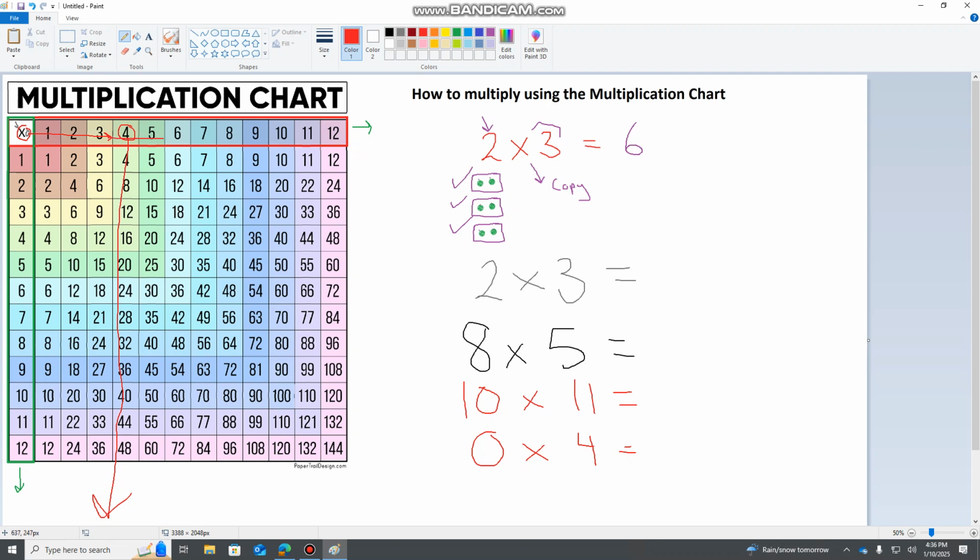The 0 is going to go across all the way forever. Now notice that there's no crash over here. If there's no crash, that means the answer is 0. 0 times 4 is 0. Because the arrows don't crash into each other. There's nothing to stop it from moving. If there's going to be no crash, the answer's got to be 0. Okay? And of course, always remember, any number multiplied by 0 will always be 0. Okay? And this is how we use the multiplication chart. Thank you.